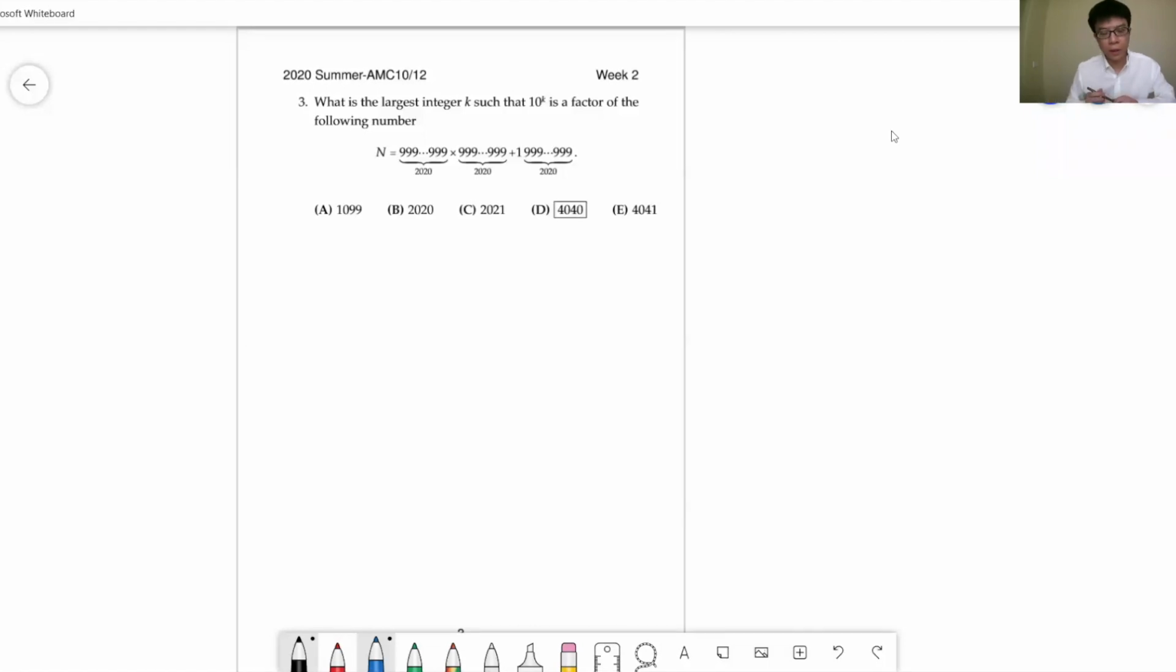Okay, question 3. Here we have this number capital N defined as follows. We want to find the largest integer k such that 10 to the k-th power is a divisor. By the structure of this number, there's an easy way to calculate the value of N. So let's do this. N equals, we have 2029. This is very close to 10 to the 2020th power.